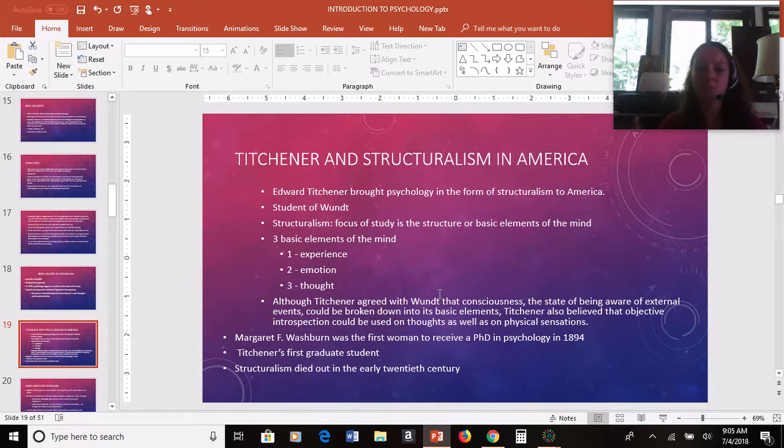So we see that's important because, once again, we see that mind-body connection there, and it helped us understand a little bit more about the basic structure of our minds and how we go about thinking. And we know that it's based on our experience, it's based on our emotions, and then that is ultimately what forms the thoughts that we have.